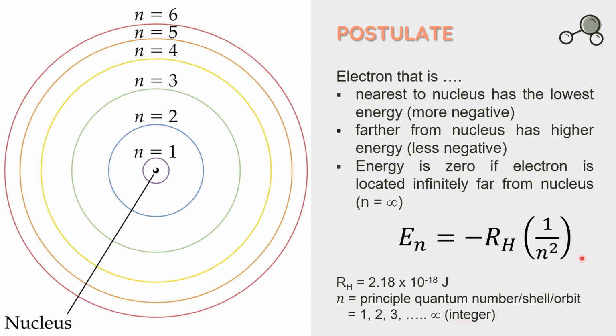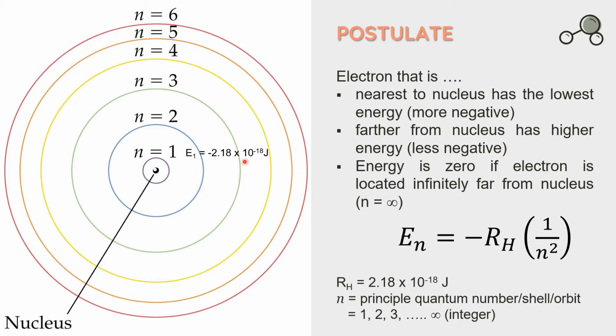Hence, by using this formula, you will be able to find the value of energy when an electron is located at these specific energy levels. In order to calculate the energy of an electron when it is located at n1, you can simply substitute the value of n1 into this formula. The formula now becomes E1 equals negative RH times 1 over 1 squared. By doing that calculation, you will get the value of energy at the first energy level, which is this value.